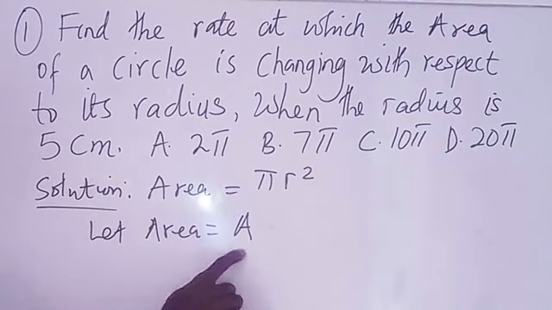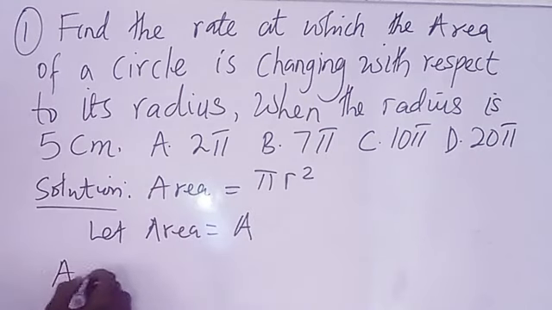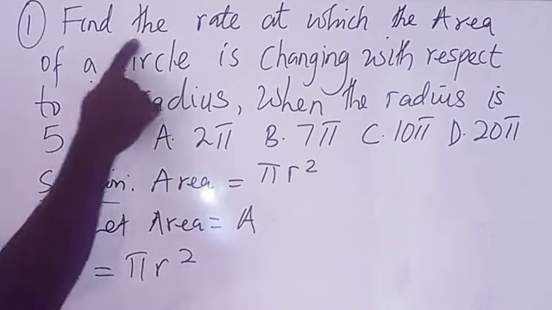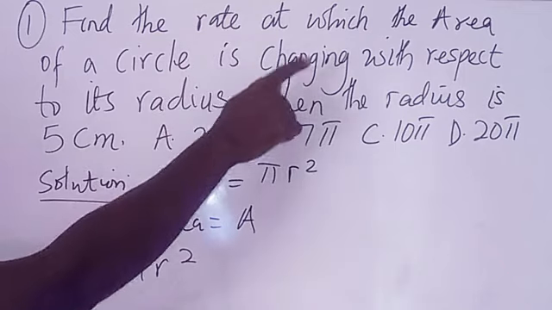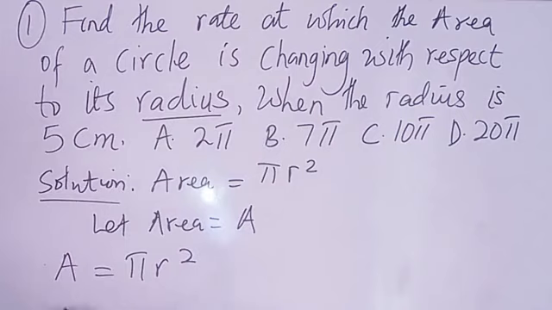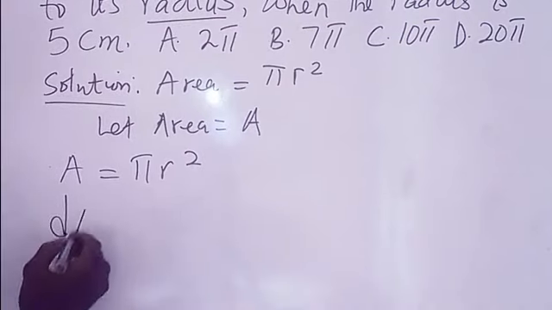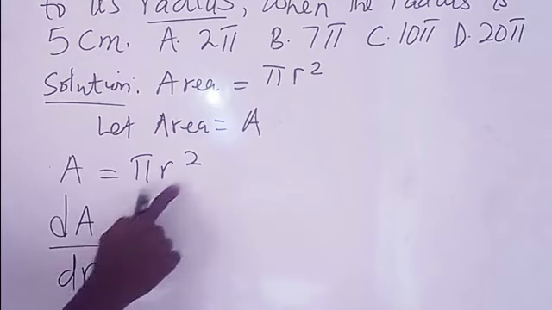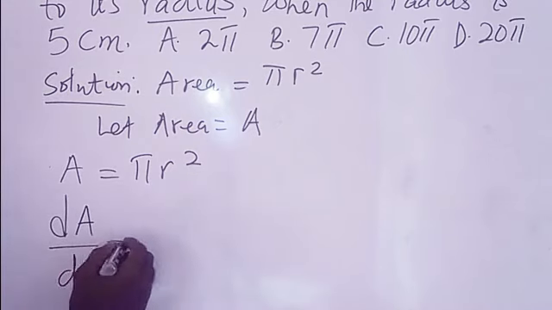Now, if the area is A, this formula is now going to be A equals pi r squared. Find the rate at which the area of a circle is changing with respect to radius, which means that we want to know the derivative of the area with respect to the radius. This is what we want to know.